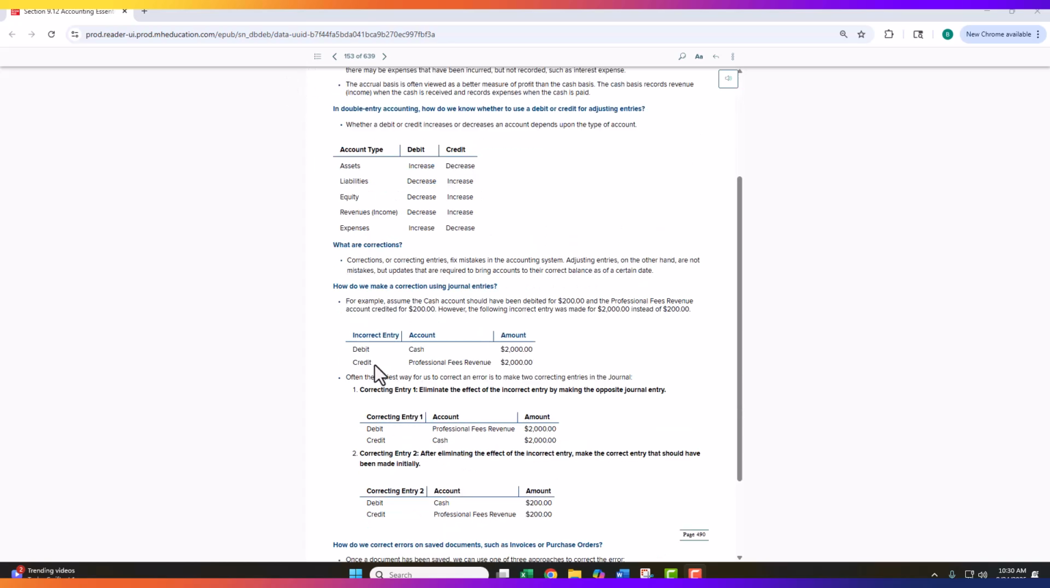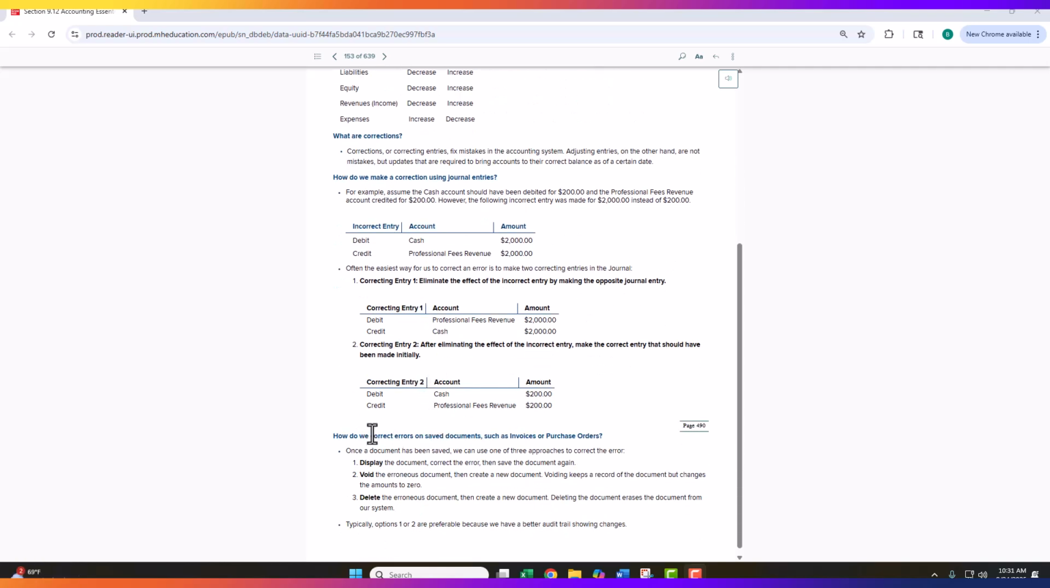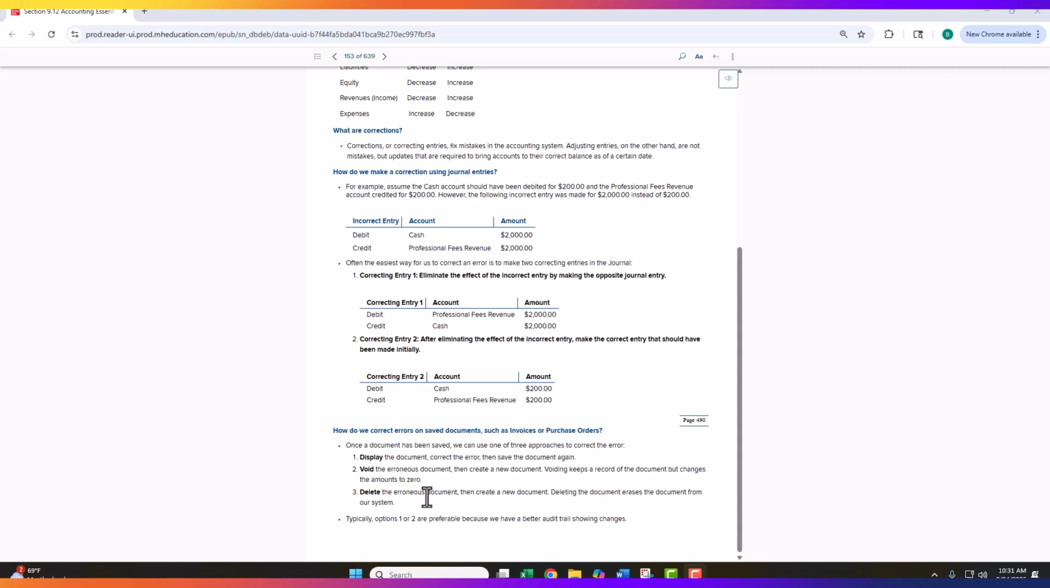The text talks about an example of a correcting entry, and then it also talks about how do we correct errors on saved documents, and it talks about deleting documents or voiding documents, and it gives the argument that deleting deletes the entire document and it erases it from our system, and that voiding is preferable typically because we get a better audit trail that others could look at seeing those changes. So a lot of companies will have a policy that we don't delete, that we void instead.